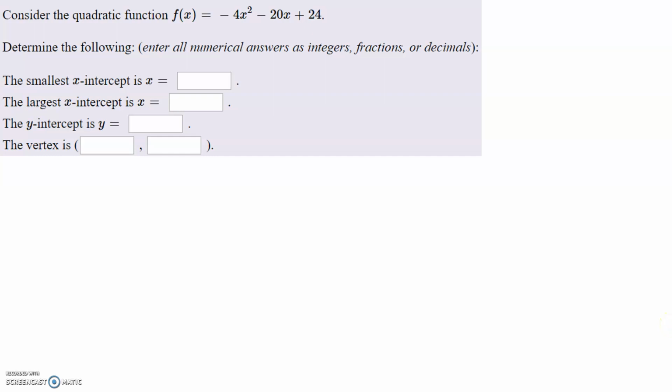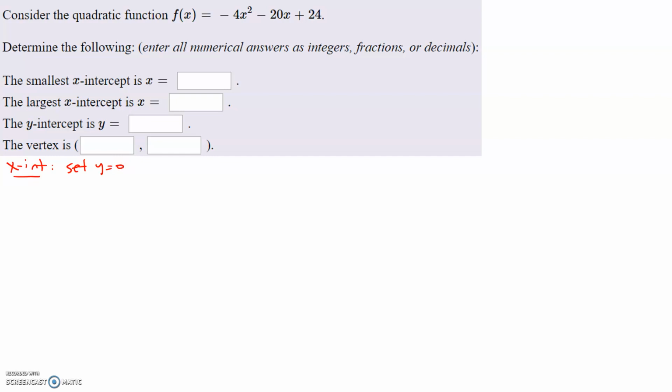In this problem, we are asked to find the x-intercepts, the y-intercept, and the vertex of the function f of x equals negative 4x squared minus 20x plus 24. So let's start with the x-intercept. In order to find the x-intercept, we need to set the y value equal to 0 and solve for x. So let's go ahead and do that.